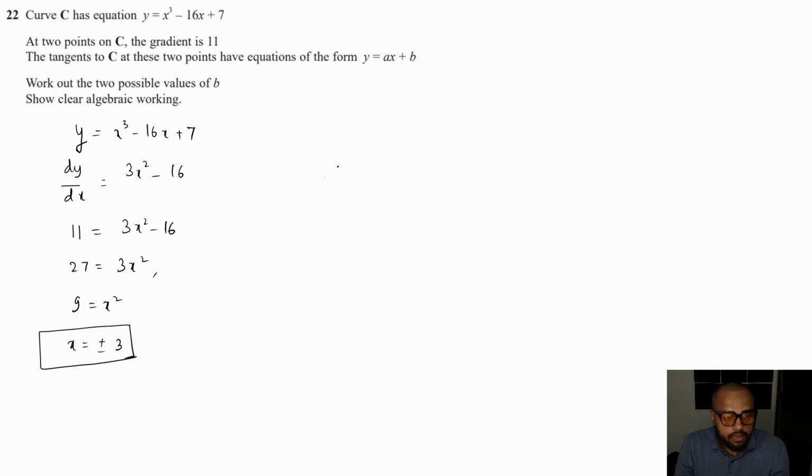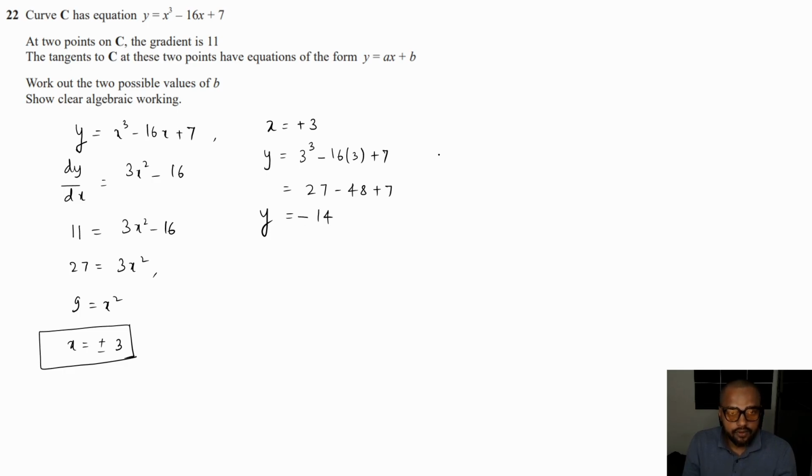Now we just need to plug the values x = +3 and x = −3 into the given equation. If x = 3, then y = 3³ − 16 × 3 + 7, which is 27 − 48 + 7. For this we are getting −14.